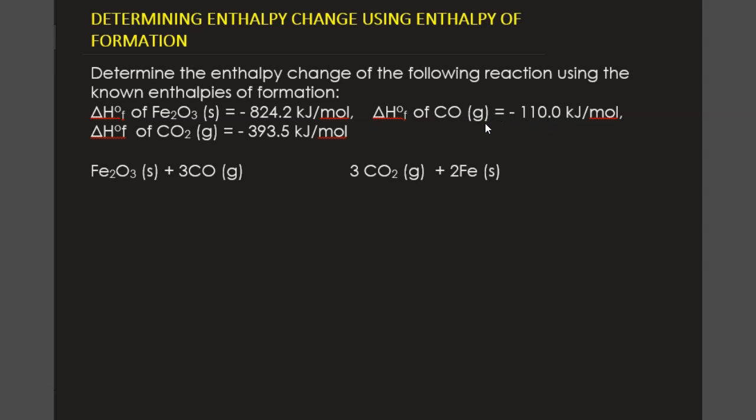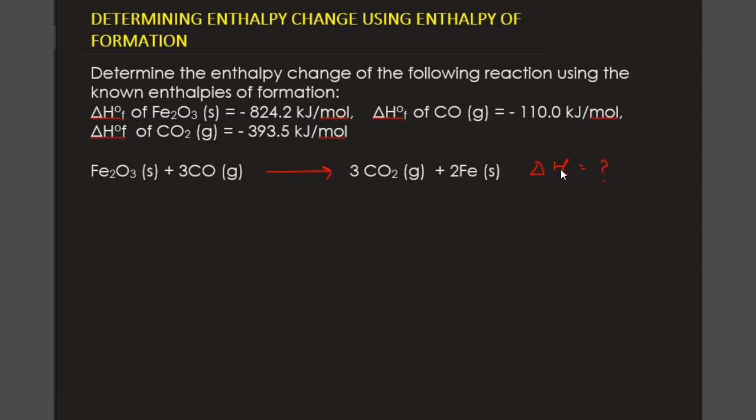So make sure that you look at the states, because for example, water liquid will have a different delta H naught F, and water gaseous, which is water vapor, will have a different delta H naught F. Now the question wants you to find out the enthalpy change of Fe2O3 plus 3 carbon monoxide, which gives 3 carbon dioxide plus 2 iron. What is the delta H?